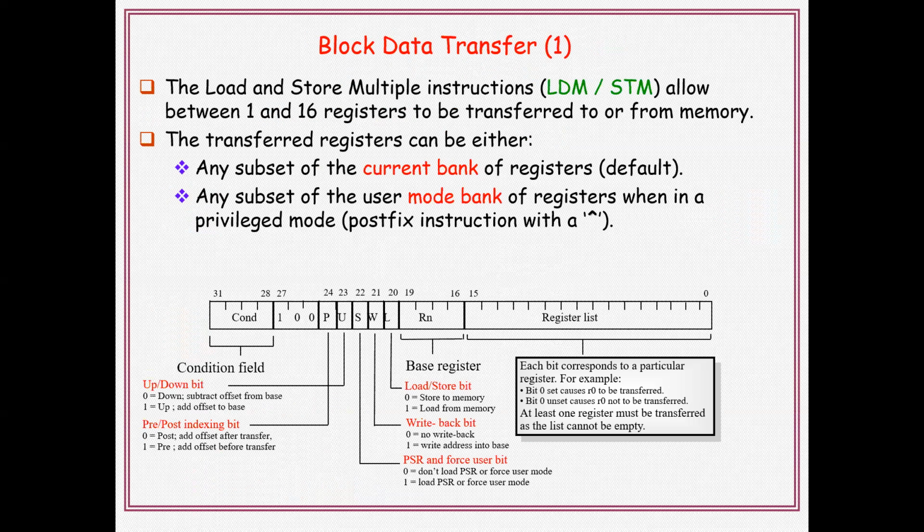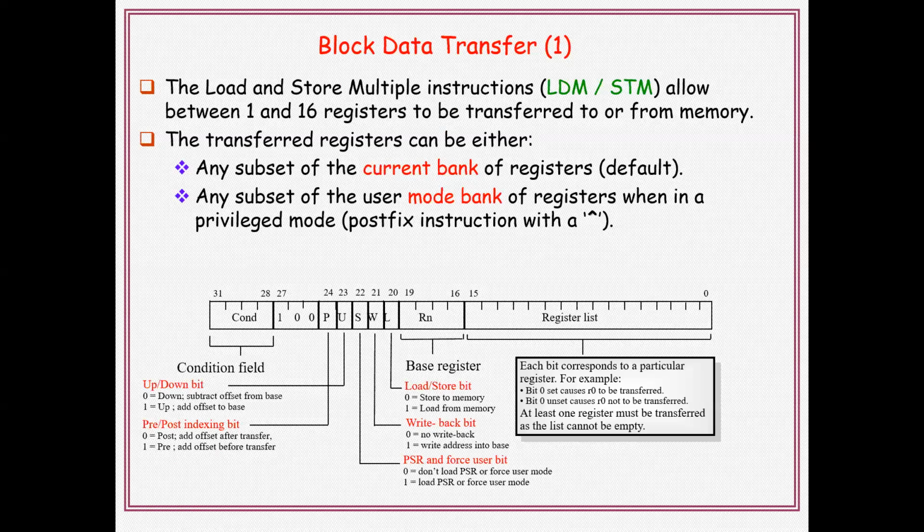Next one is the third category, block data transfer. The load and store multiple instructions. LDM is supported, STM is supported. Load data from memory, called multiple locations. So these load and store multiple instructions allow between 1 and 16 registers. You can take any registers from R0 to R15, to be transferred to or from a memory location.